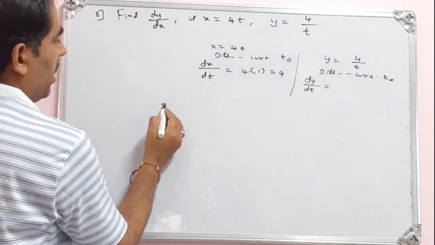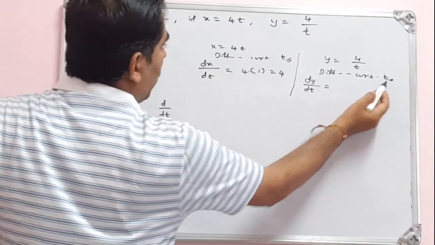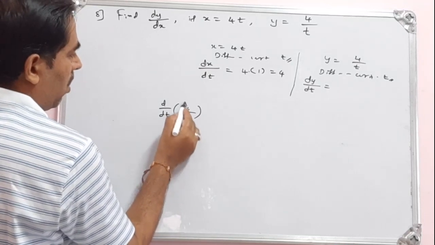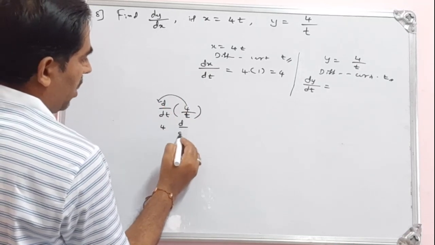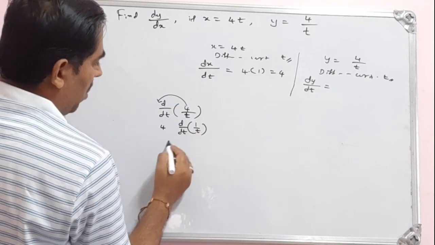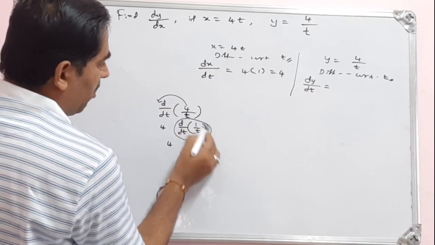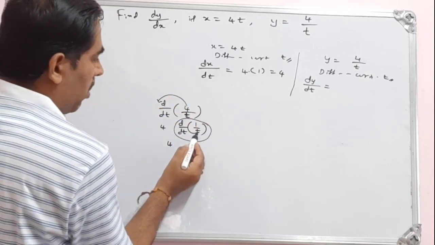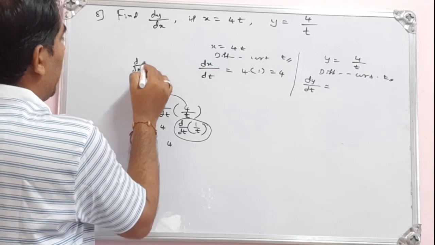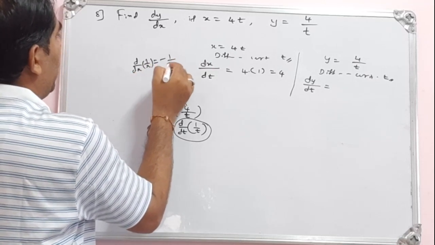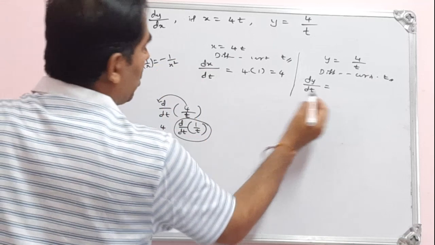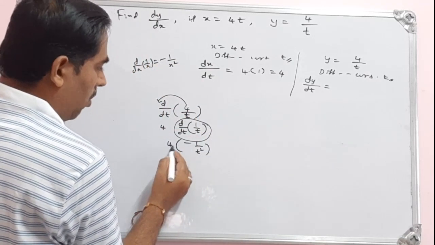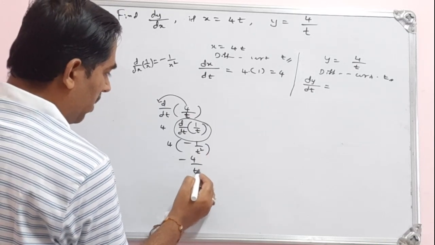What about the right hand side? Differentiating with respect to t means d by dt of 4 by t. This 4 can be taken outside: 4 into the derivative of 1 by t. What is the derivative of 1 by t? We must remember the standard results. The derivative of 1 by x is minus 1 by x square. So the derivative of 1 by t is minus 1 by t square. That will be 4 into minus 1 by t square, that is minus 4 by t square.